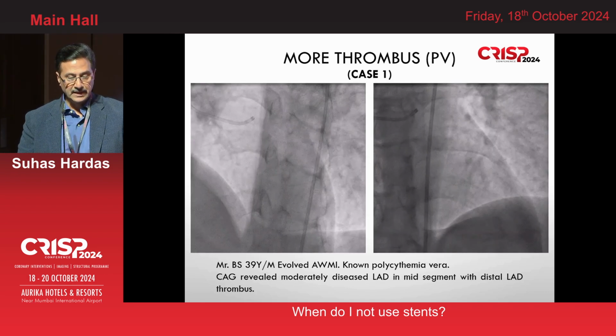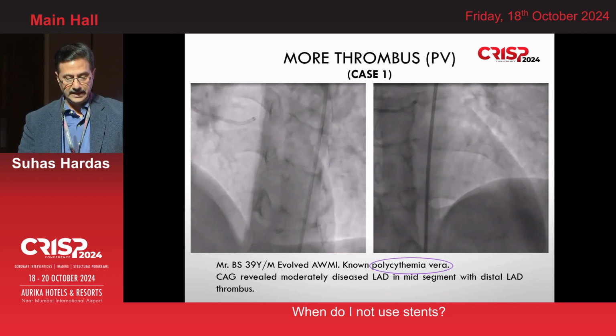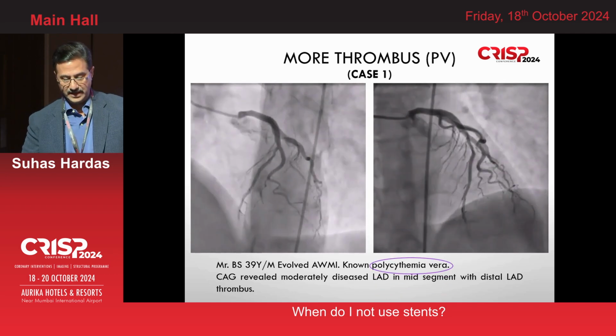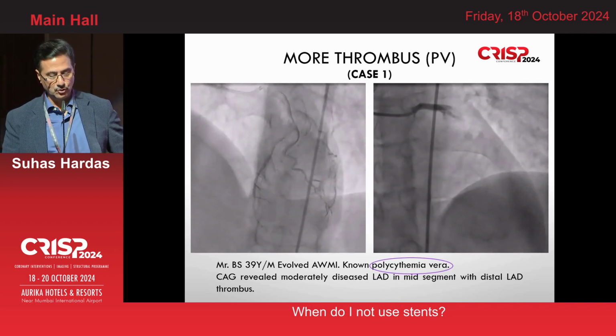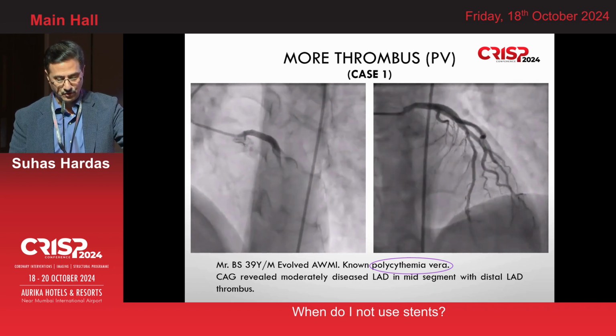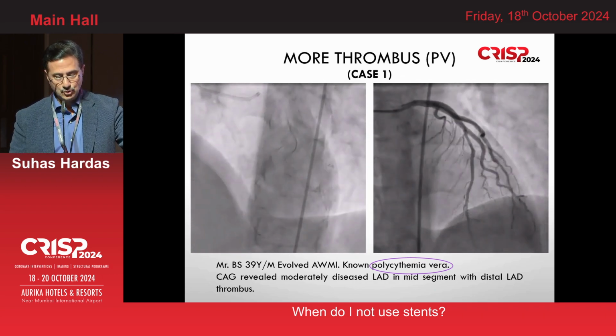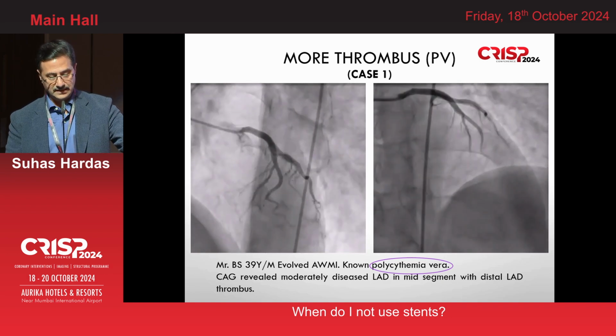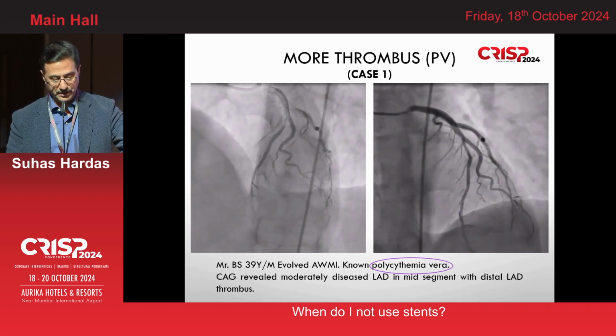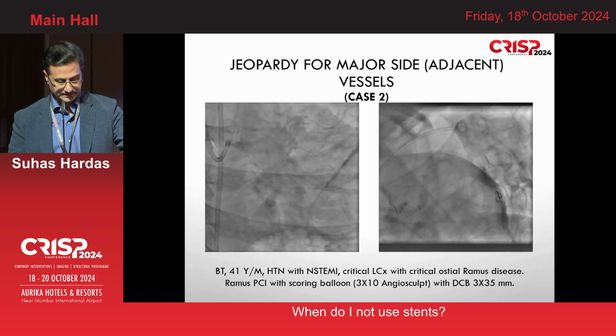Case number 1, where there is more thrombus due to polycythemia vera, a known patient presented with a hemoglobin of 22 and anterior wall myocardial ischemia and STEMI. There is no reason why, if there is no underlying critical atherosclerotic lesion and purely a thrombotic lesion, we should be putting in a stent.